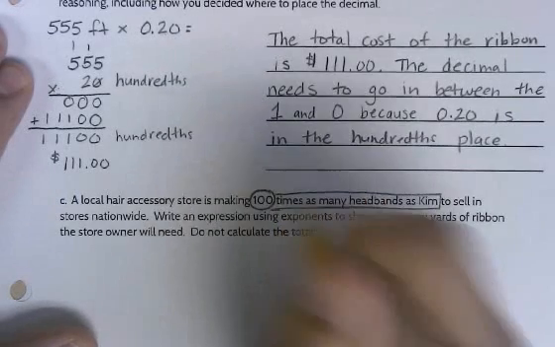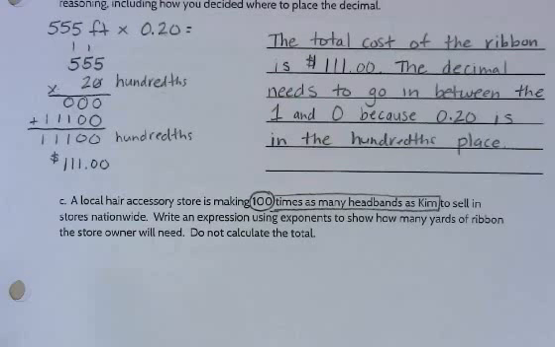So let's kind of just debrief. A store is making 100 times as many headbands as Kim. So a store can make a lot more because it probably has more workers or machines compared to just Kim by herself. So the store is making 100 times as many headbands as Kim's to sell in their stores.